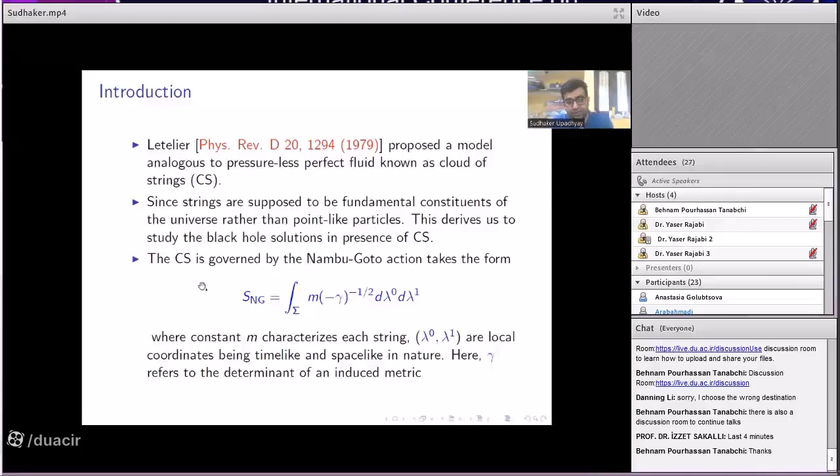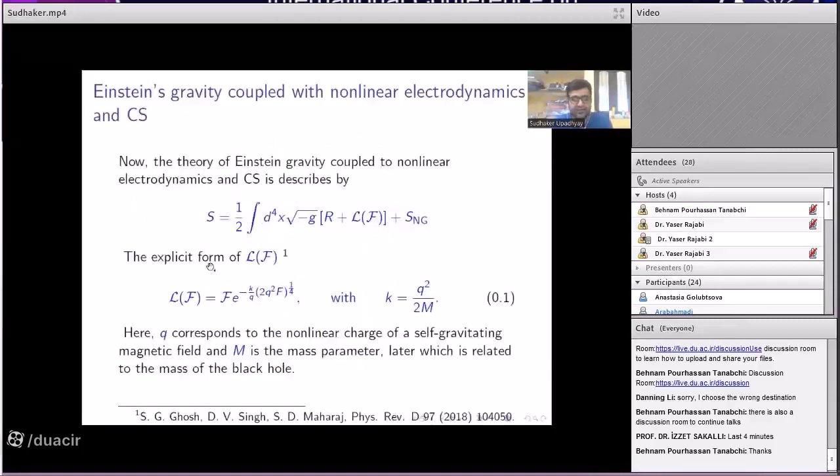Okay, so the action for the cloud of strings is given here, where this m is basically the mass of strings, and this gamma is basically the determinant of the induced metric, and this lambda naught and lambda 1 are basically time-like and space-like local coordinates.